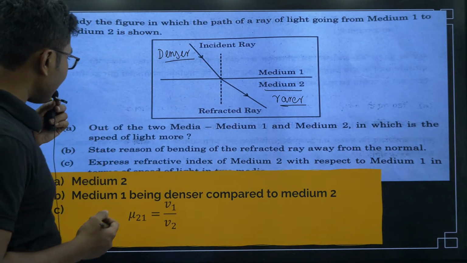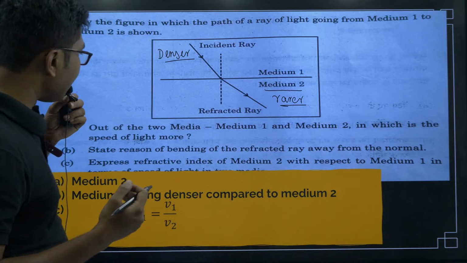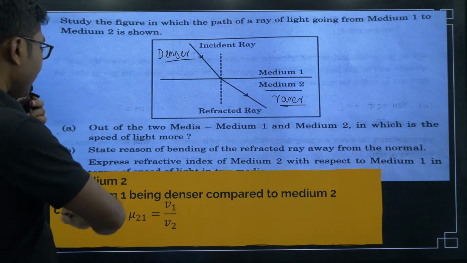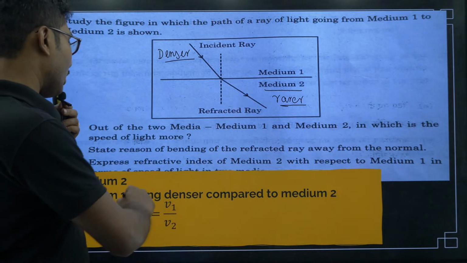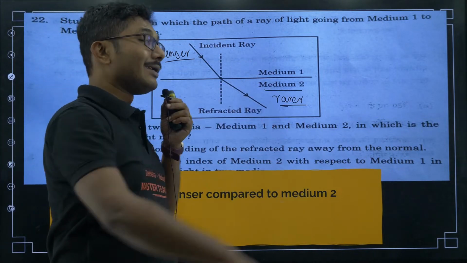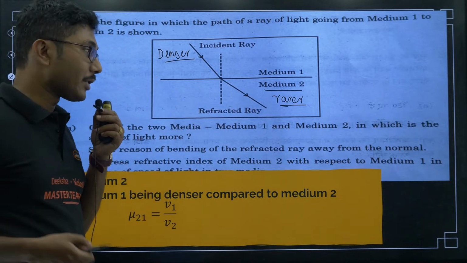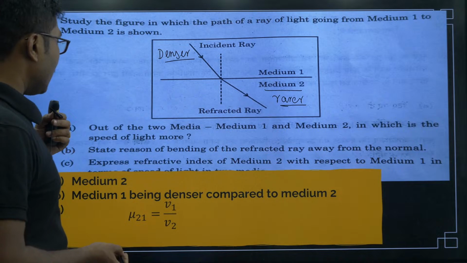Now let's see the second question. State the reason behind the bending of the refracted ray away from the normal. Medium 1 being denser compared to medium 2, when a light ray travels from a denser to a rarer medium, the ray bends away from the normal. So this is the reason behind that.